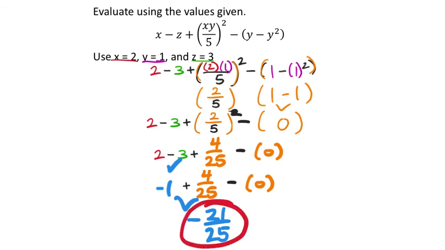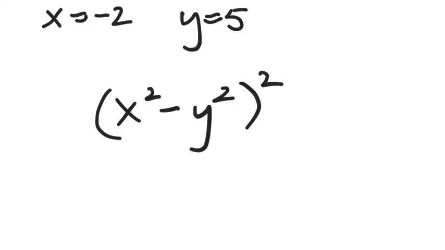Now, we could have gotten this in the original expression if we just plugged it all into the calculator, right? So 2 minus 3 plus parentheses, fraction button, 2 times 1 all over 5, close parentheses to the power of 2, minus parentheses 1 minus 1 squared, close parentheses, enter, and I get negative 21/25. So that checks off. It just made sure that we did the order of operations correctly right there. We're just making up our own. So this is a nice expression. We haven't seen one like this, but hope you guys know how to do this.